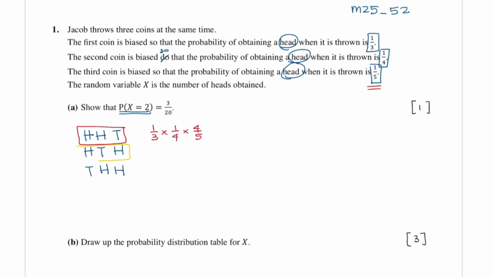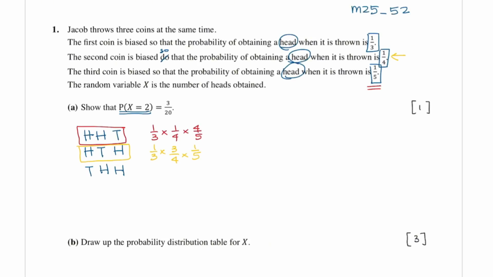Our second situation is having head, tail, and head. What is the probability of getting a head on the first coin? It's going to be 1 per 3. What about getting a tail on the second coin? Getting a head is 1 per 4, so getting a tail must be 3 per 4. And then what is the probability of getting a head on the third coin? It is 1 per 5.